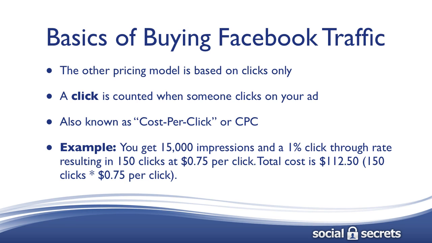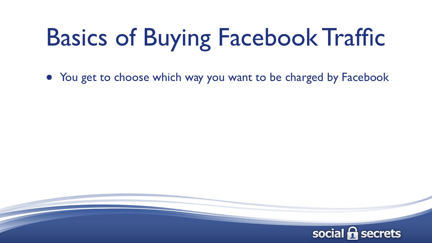Example, you get 15,000 impressions and a 1% click-through rate, resulting in 150 clicks. And then say you're bidding or you're automatically being charged 75 cents a click. So it doesn't matter how many impressions you got, all that matters is how many clicks you got, which is 150, and you're charged 75 cents a click. This means your total cost is $112.50, which is just that 150 clicks times 75 cents per click.